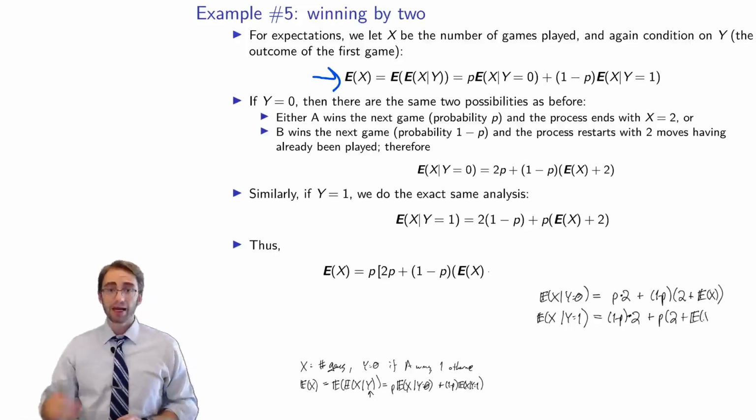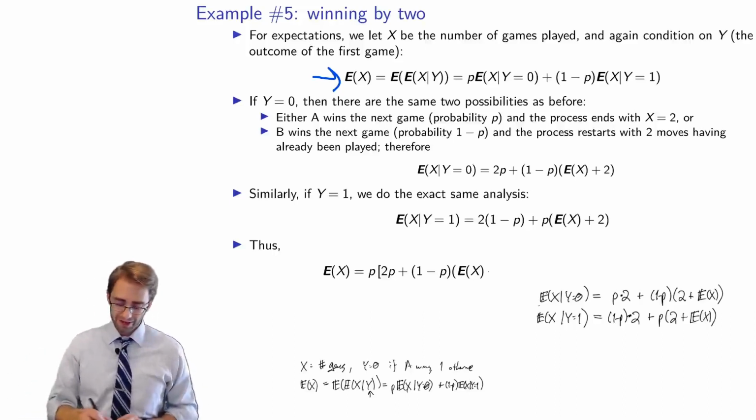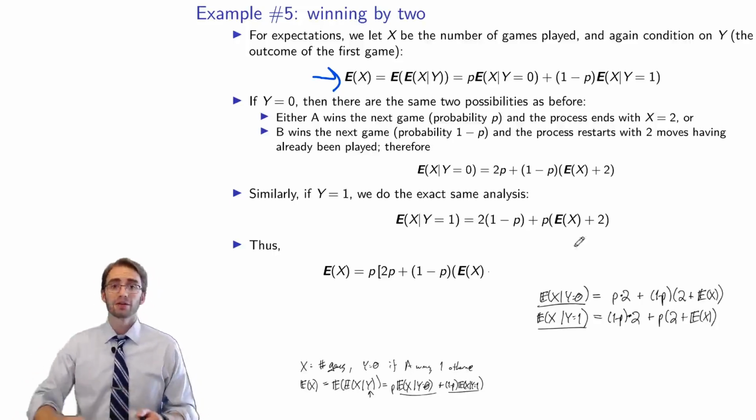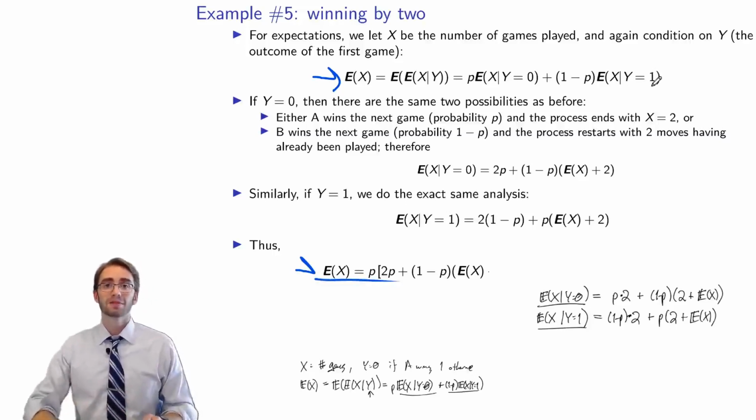Okay, and so now I've got everything I need. All these expressions can be plugged in, and if you do that, and again, you work out the tedious algebra, you'll get an expression here for expected value of x, 2 on 2p squared minus 2p plus 1. And so that's how that works.